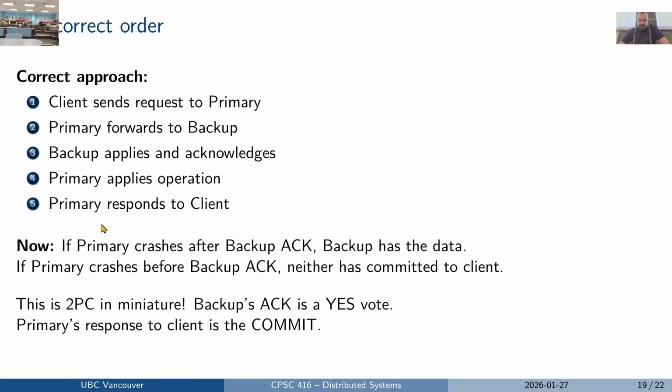So this is that correct order. The client sends a request to the primary, which forwards it to the backup. The backup applies it and acknowledges it to the primary, the primary applies the operation, and then responds to the client. That will give you a recoverable sequence.